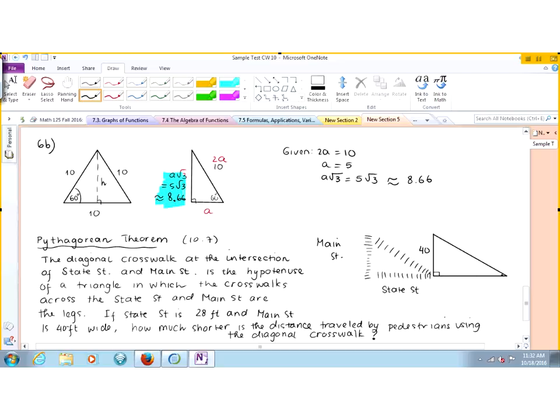So let's see how to draw these. Main Street is what? 40 feet. So this is 40. What about these? Oh, okay. I drew it wrong. Supposedly the 40 is longer, but anyway. What would you do? How would you answer the question?